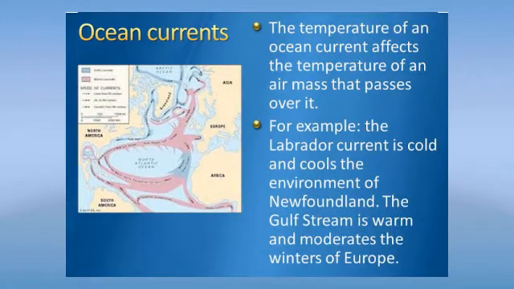Children, let's see an example how ocean currents affect the climate of a place. For example, the Labrador current is cold and cools the environment of Newfoundland. Newfoundland is in Canada, children. The Gulf Stream is warm and moderates the winters of Europe. Children, watch this video to understand about ocean currents.